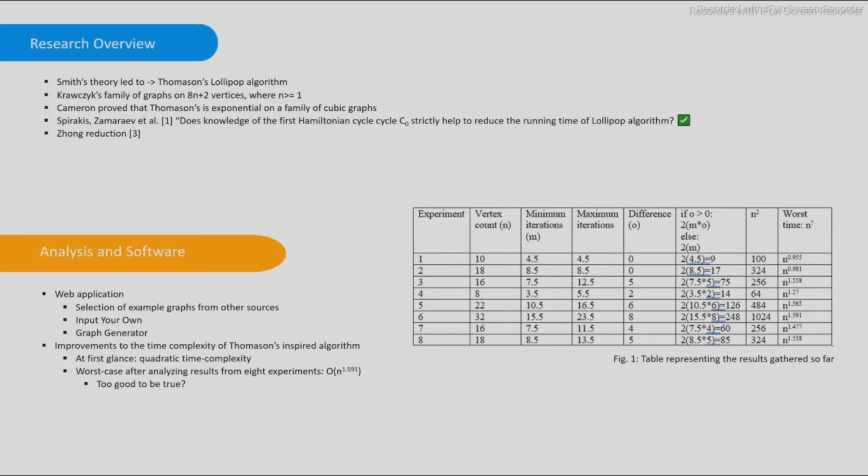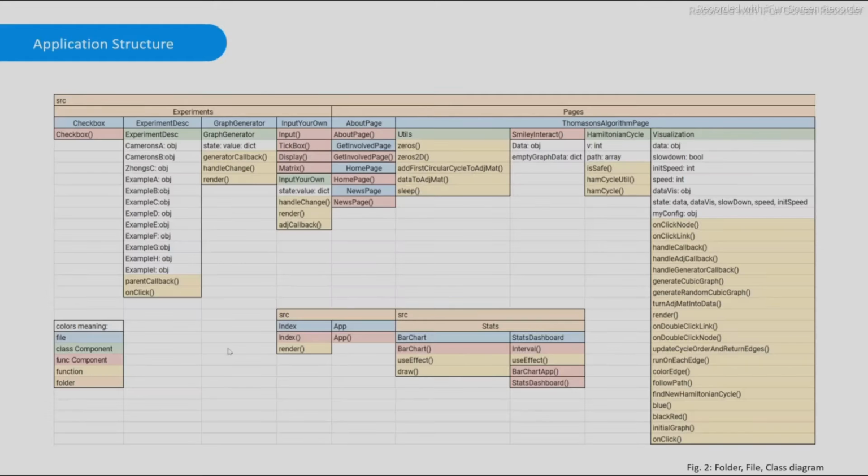So I've made a web application where you have a selection of example graphs from other sources, input your own, and graph generator. And I've made some improvements to the time complexity of Thomason's inspired algorithm. And at first glance, it's quadratic time complexity, with worst case here being this, but going forwards to some more examples that I've tried, I believe them to be higher. However, quadratic is still pretty good, but is it too good to be true? Well, let's see. So here's the application structure. Now let's go to see what my final result will look like.